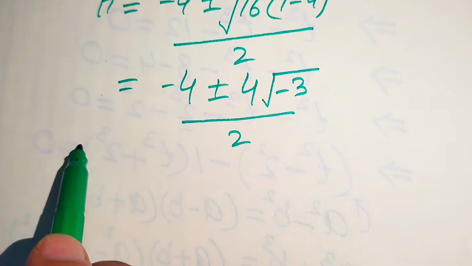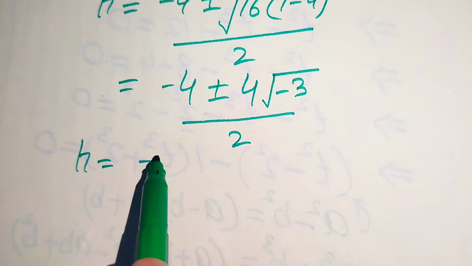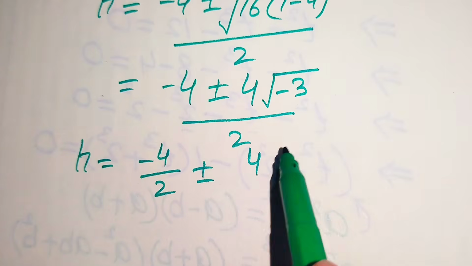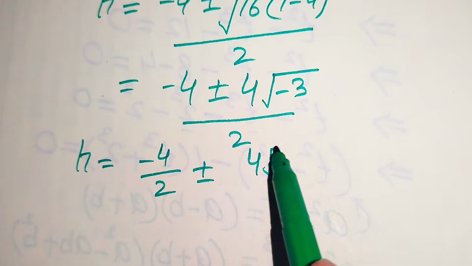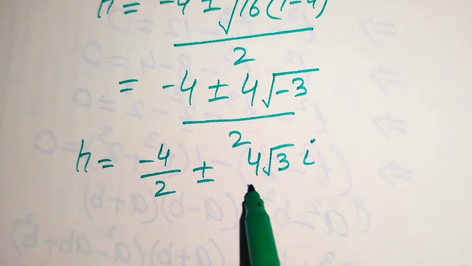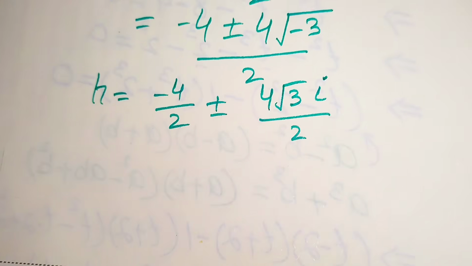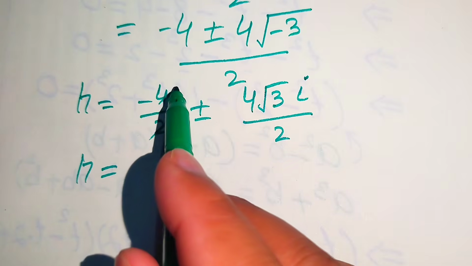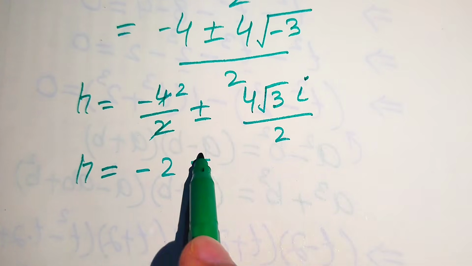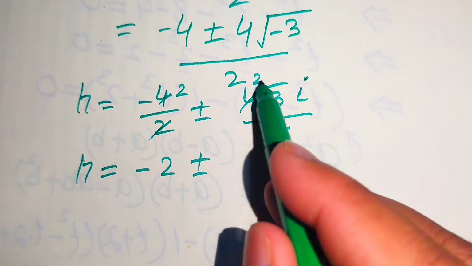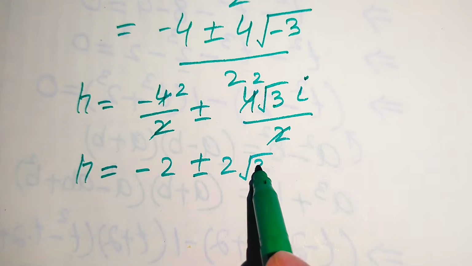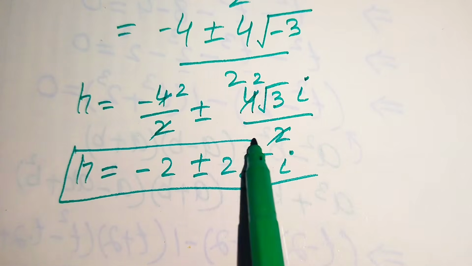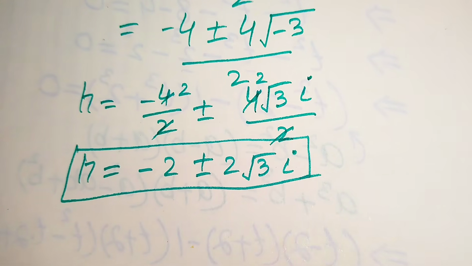So here we break this fraction, and we obtain minus 4 divided by 2 plus or minus 4 times, since the negative sign appears inside the square root sign, it becomes iota, divided by 2. Now in the next step, we have h is equal to minus 2 plus or minus, 2 times 2 becomes 4, so we get 2 times the square root of 3 times iota. So these are the other two complex roots of the given equation.